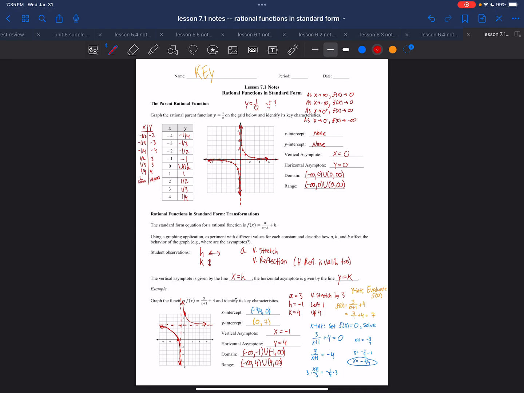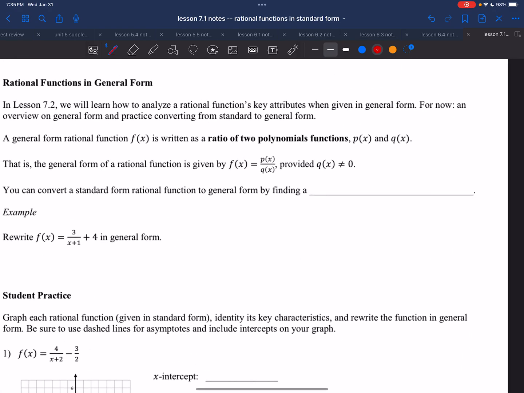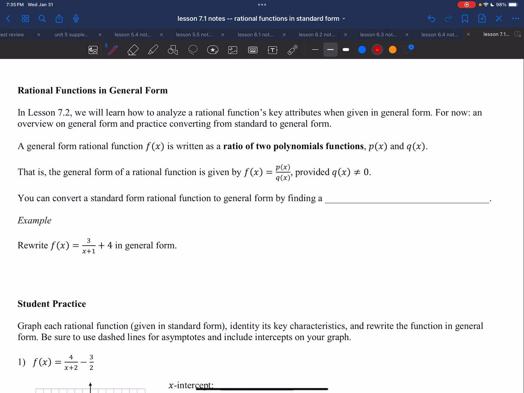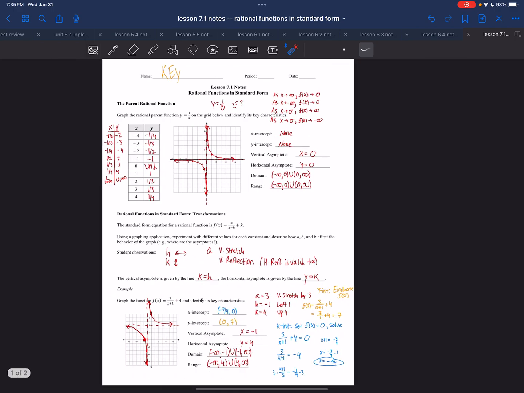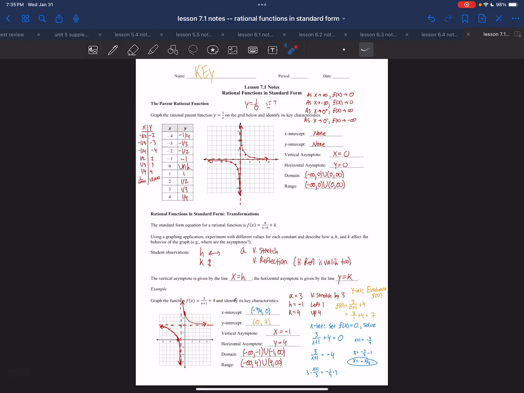And to be honest, I should stop the video there, but I won't. I'll keep going. Let us continue. So, rational functions in general form. So it says in lesson 7.2, we will learn how to analyze these attributes when given in general form. So just a quick word about that. What is general form? This is the way we usually write it. Okay, standard form, which is this, is useful for transformations, but they're usually not written that way.